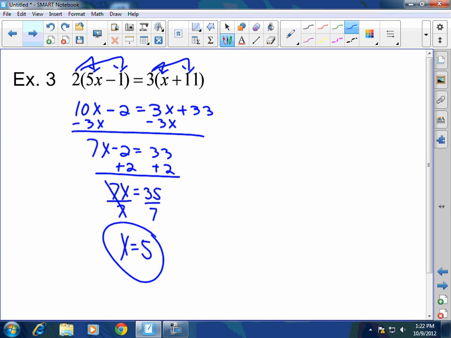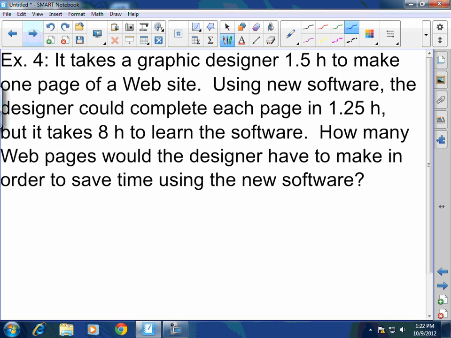Again, I apologize. I know this is a quick lesson today, but it's very thorough. You can watch it at home. It takes a graphic designer 1.5 hours to make one page of the website. Using a new software, the designer can complete each page in 1.25 hours. But it takes 8 hours to learn the software. How many web pages would the designer have to make in order to save time using the new software?